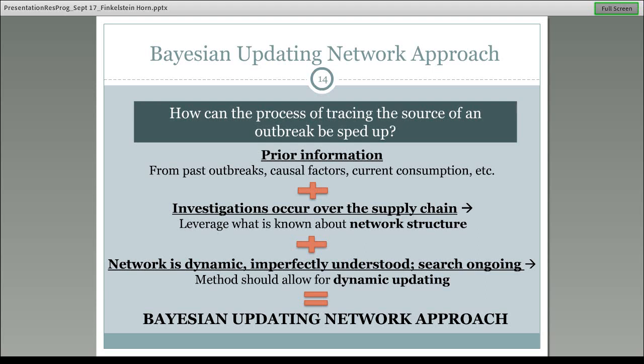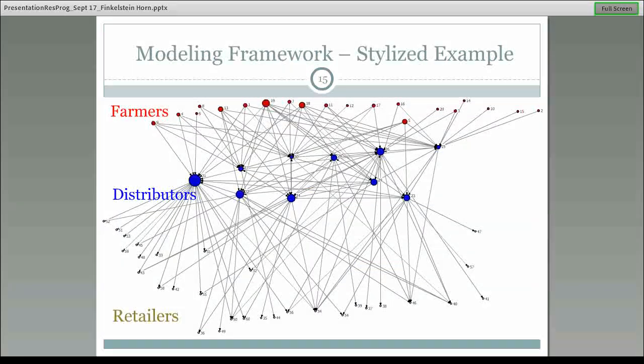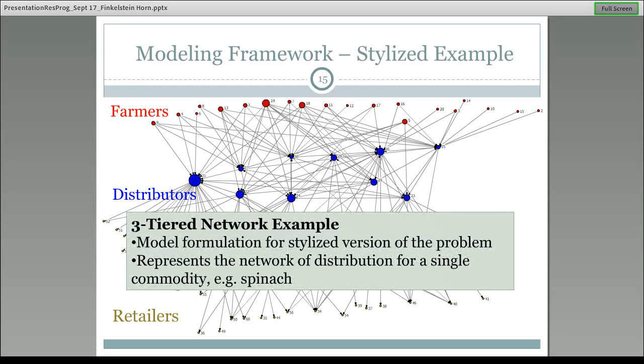Here we provide a very stylized example, a toy example, to illustrate our modeling approach. We have here a very simplified network example that represents the network of distribution aggregated into just 3 layers: farmers, distributors, and retailers, for a single commodity. So imagine that this is the network of distribution for spinach.